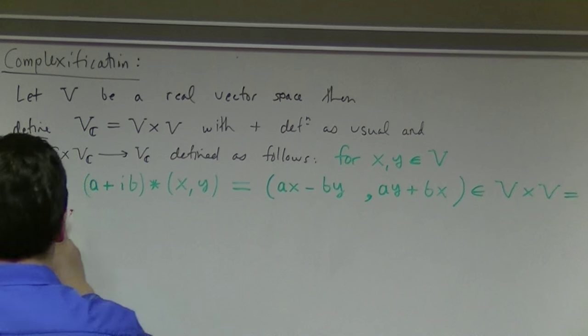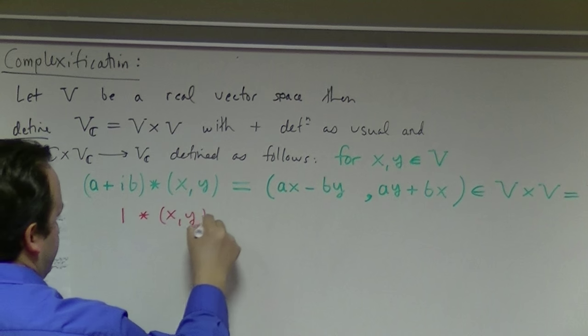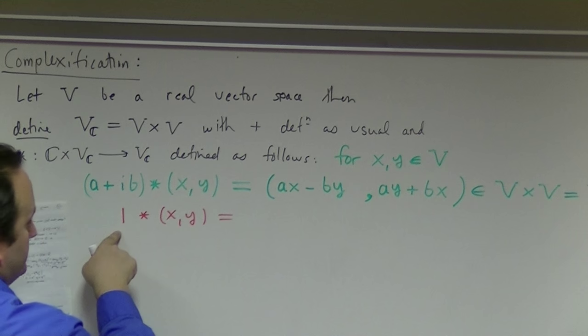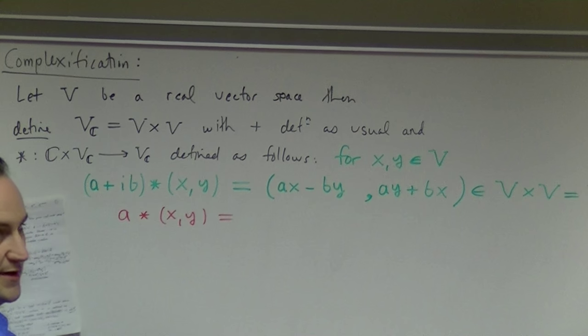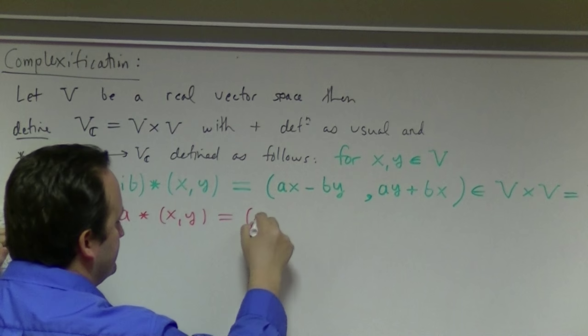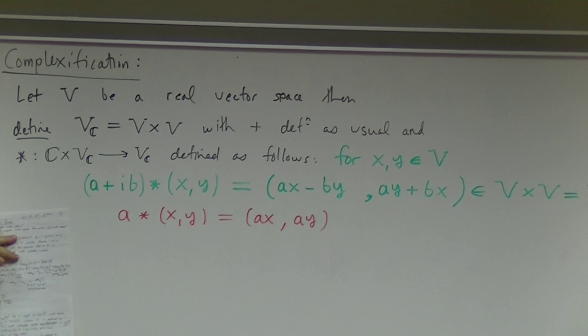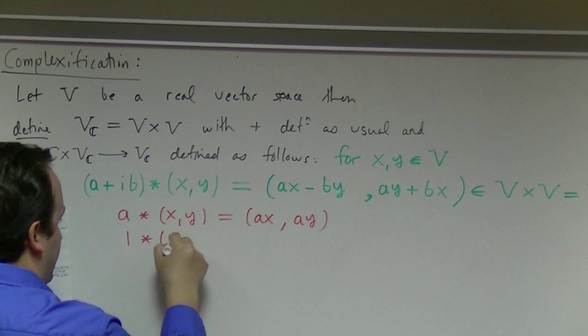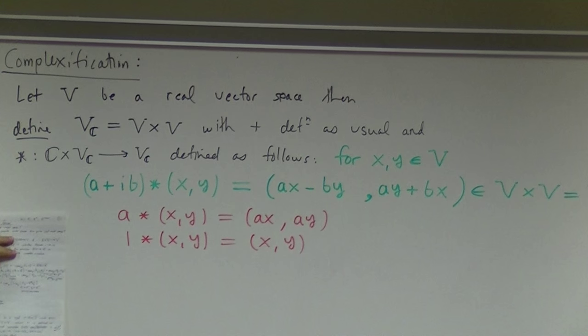First of all, you'll notice that 1 times xy is equal to what? Well, let me make a generic comment before I even do that. What's a? Just the real number a times xy is axy. So it reduces to just real scalar multiplication in the case that the complex scalar happens to be a real scalar. That's a good sign. So in particular, 1 times the vector gives you back the vector again. That's one of the axioms we needed for our scalar multiplication, true for complex vector spaces just like for reals.